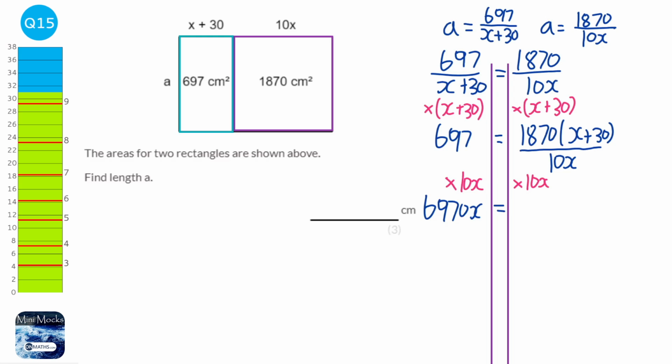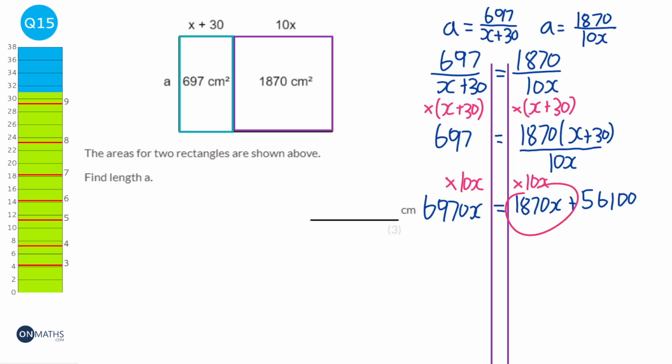So let's expand while I'm here. So that would be 1870x plus, was it 56,100, I believe that's right. Yep. Okay, so now we've got x's on both sides. So we look and see which one is the smaller amount of x, which is the 1870. And we're going to take that away from both sides. So take away 1870x from both sides.